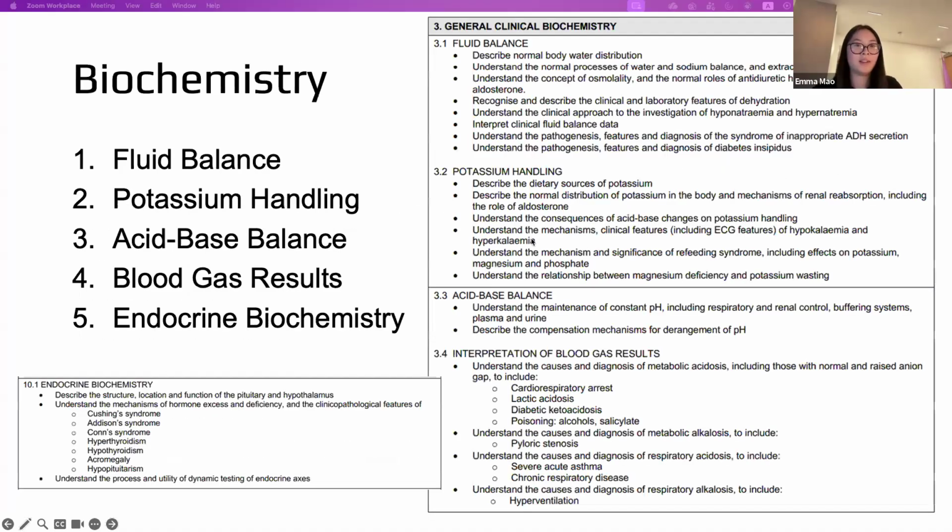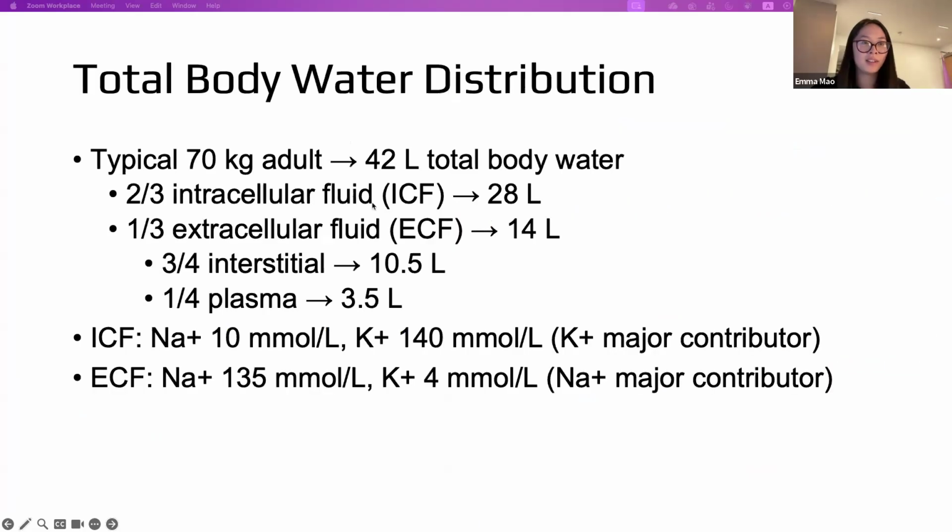Okay, so hopefully that's okay for cardiology. And then we move on to biochemistry. So fluid balance, potassium handling, acid-base balance, blood gas results, and then endocrine biochemistry. That's what we'll try to cover. Okay, so this is the total body of water distribution for an adult.